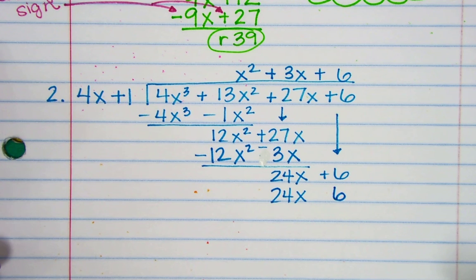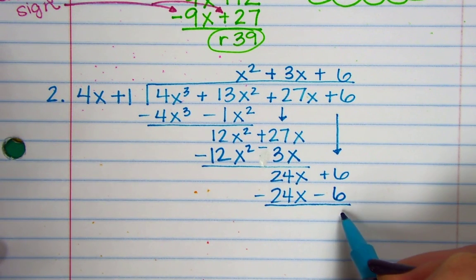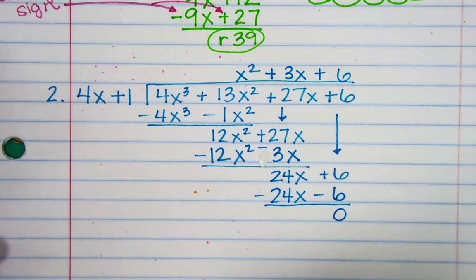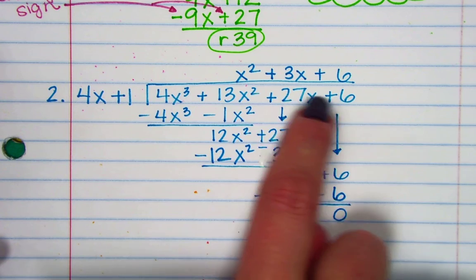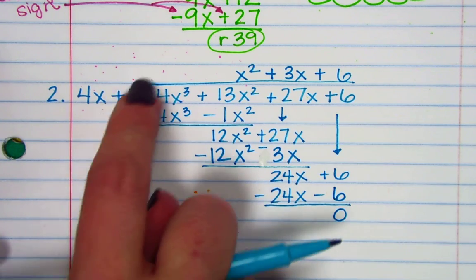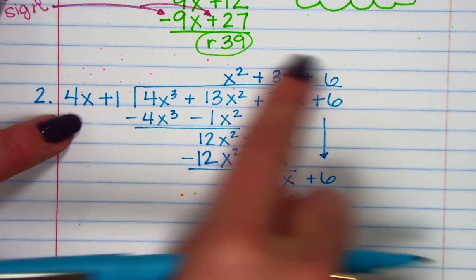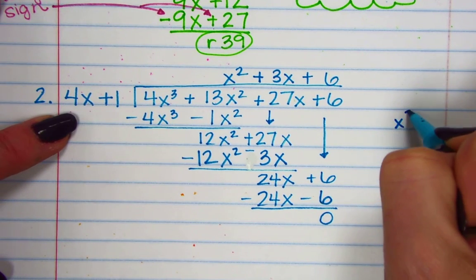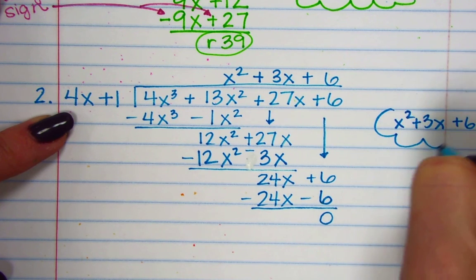6 times 1, 6. Okay, when I subtract, will I have a remainder? No, right? Okay, 4x plus 1 is a factor of this polynomial. Okay, it goes in evenly. There's no remainder. So when I divide out, I get this. Okay, x squared plus 3x plus 6.